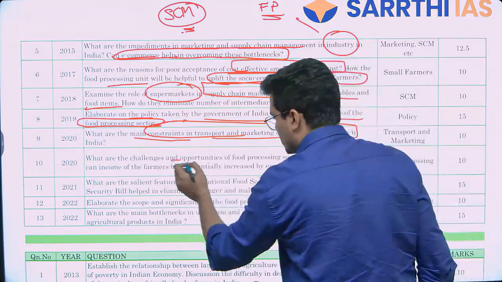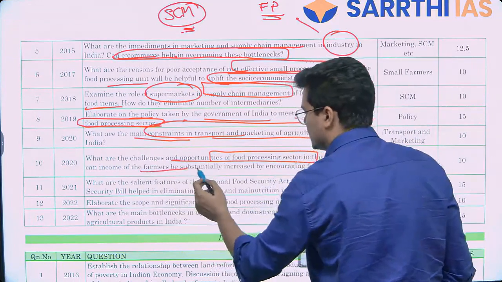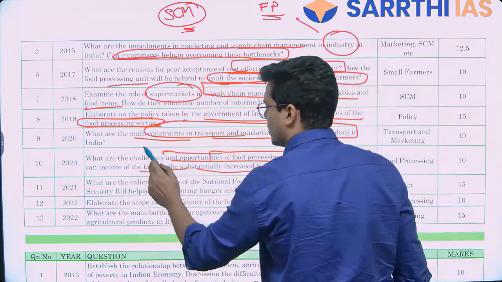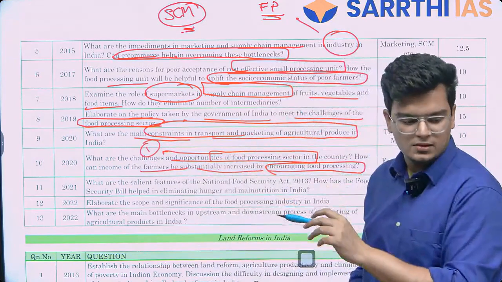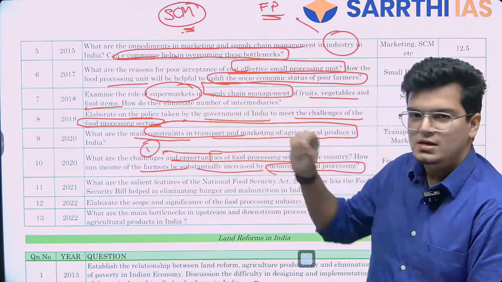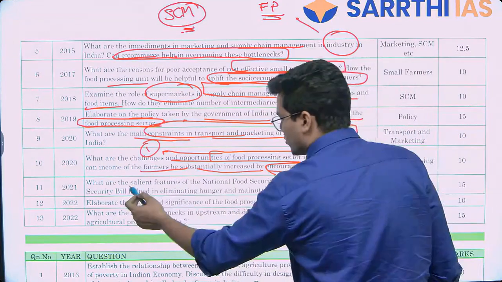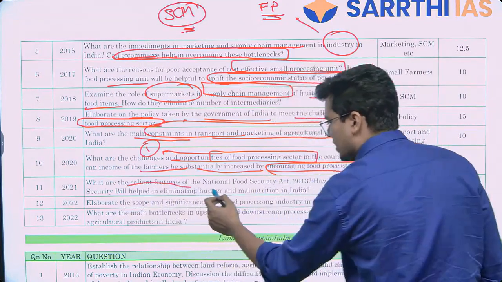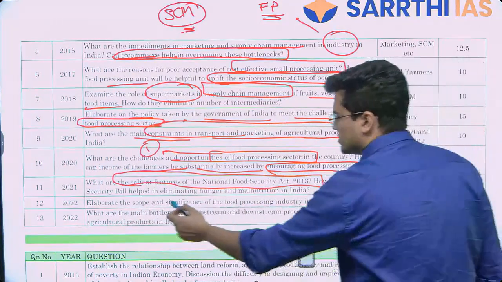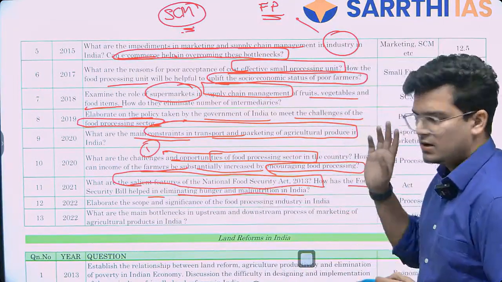Challenges and opportunities for food processing sector in the country. Can income of farmers be substantially increased by encouraging food processing? So again, food processing, its relation to income of farmers and its relation to the challenges and opportunities that this sector has. Then, we had seen there was also a question on food security. So salient features of National Food Security Act. How has food security bill helped in eliminating hunger and malnutrition in India?